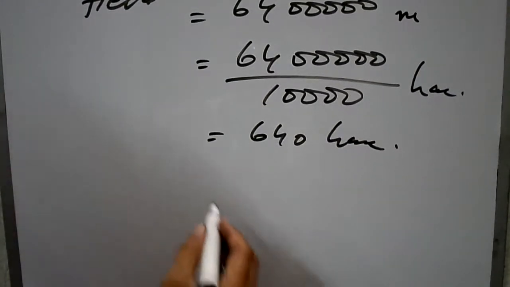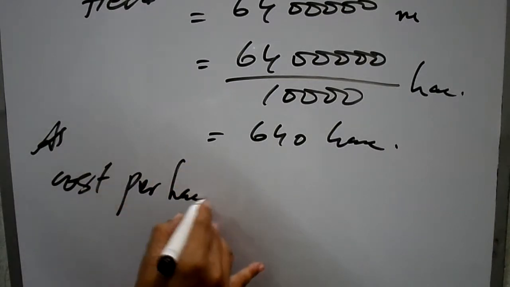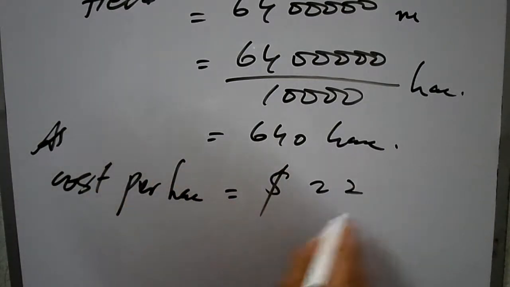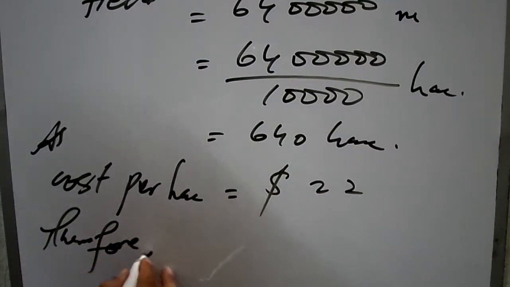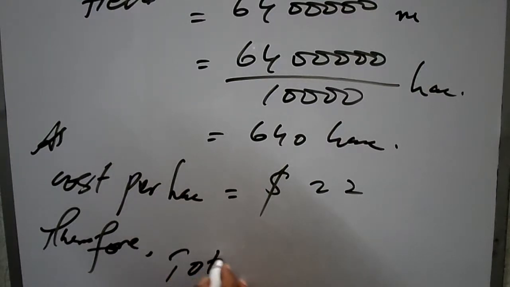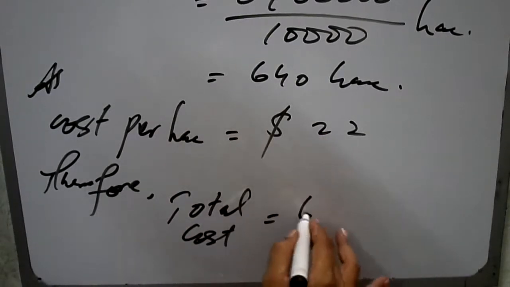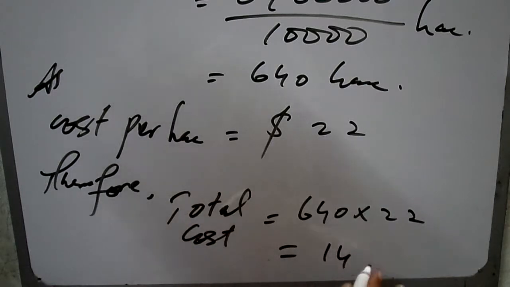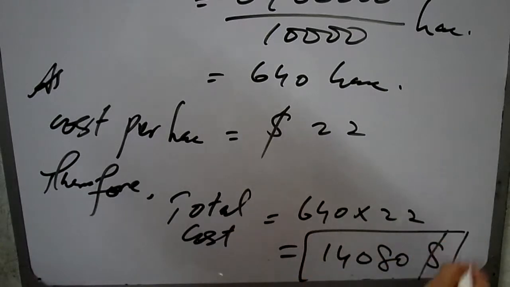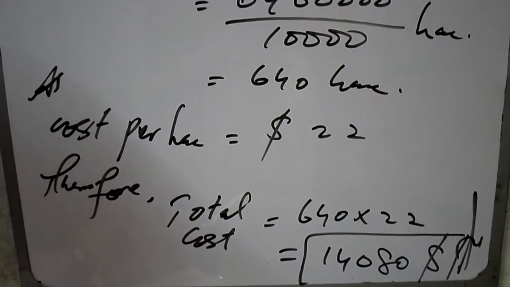So cost per hectare is $22, therefore total cost is equal to the area, that is 640 multiplied by 22, you will get 14080, that is your dollar result, $14,080. That is the total cost. Now coming to the question number 5.